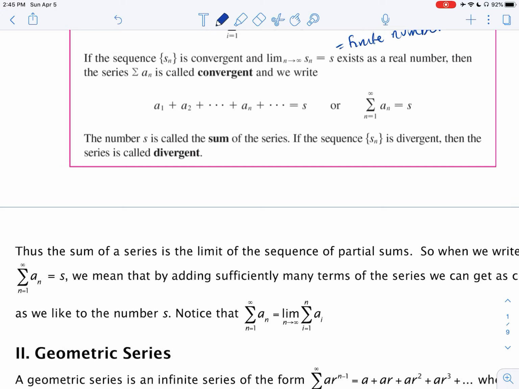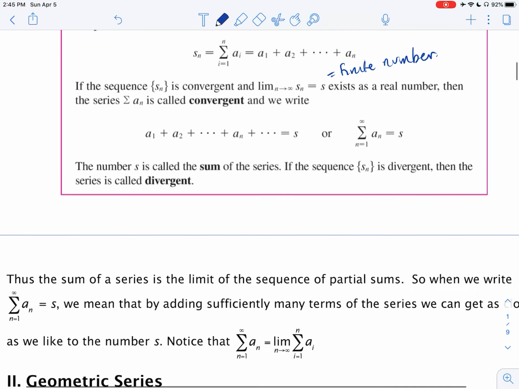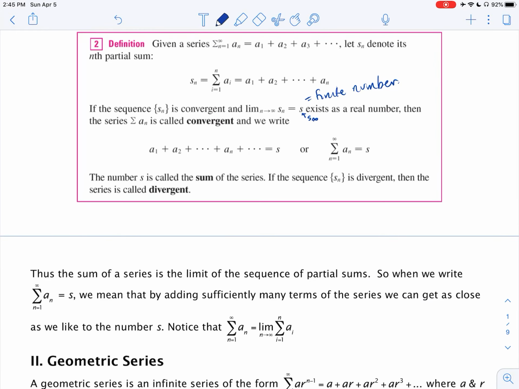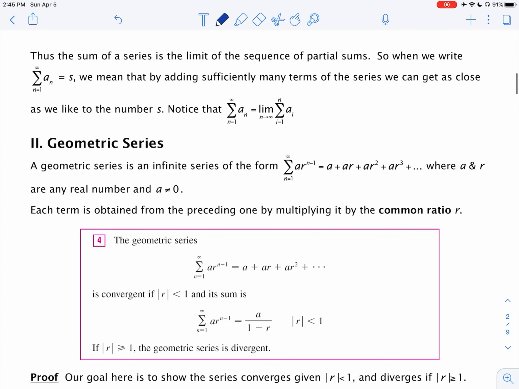Good. So if the limit as n goes to infinity of the partial sums does not exist or is infinite or negative infinite, then we say that our series diverges. And it does make sense that the limit as n goes to infinity of the S sub n would be S of infinity, right? And S of infinity, if that is actually a finite number, then we know that our series is going to converge.